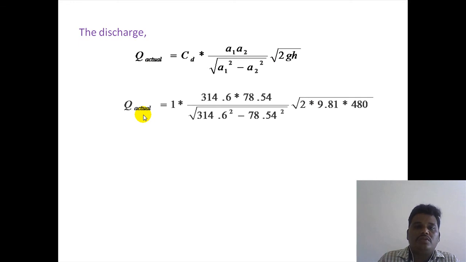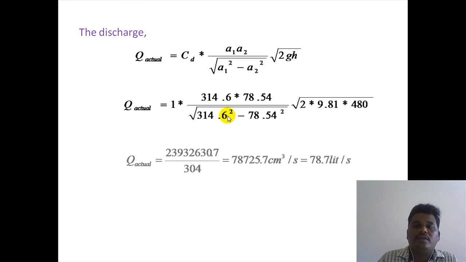Now for Q actual, CD is not given. Whenever it is not given, we can take 0.98, otherwise 1. So Q actual is equal to 1 multiplied by 314.16 into 78.54 divided by square root of 314.16 square minus 78.54 square, multiplied by root of 2 into 9.81 into 480. By calculation we get the discharge in liters per second.